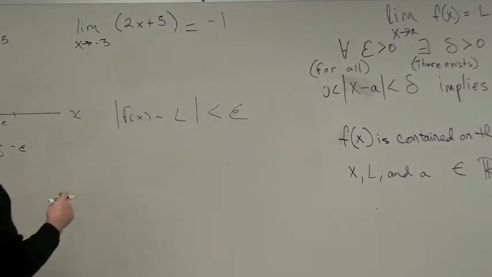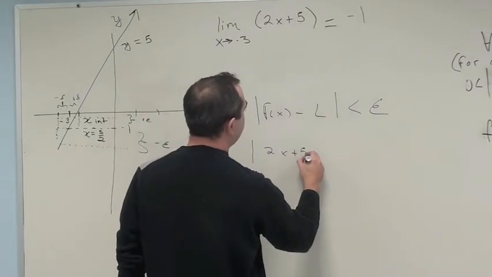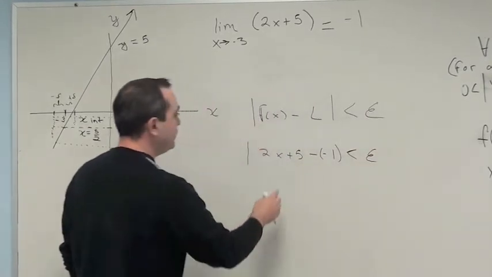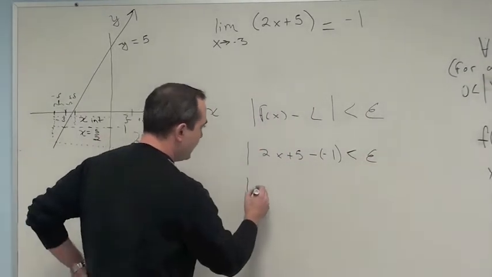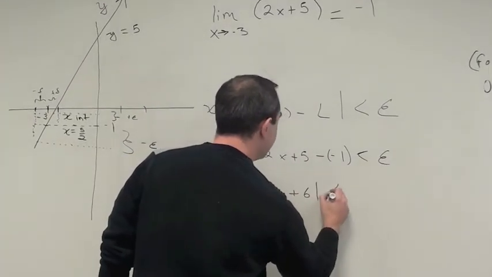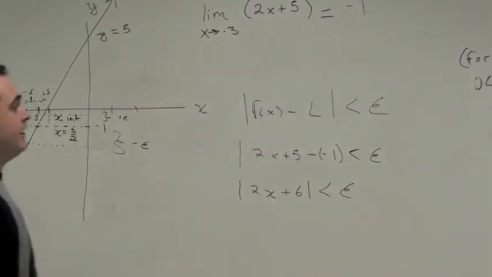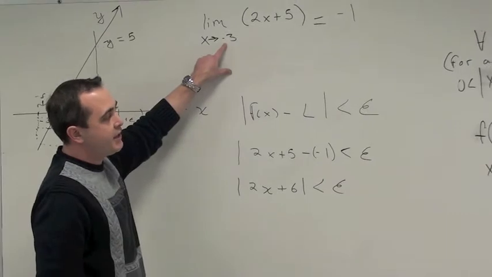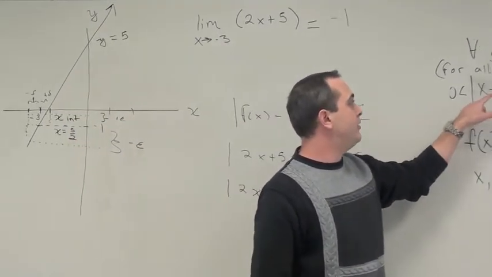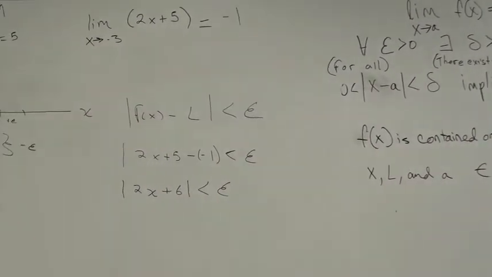So let's just at this point plug and chug. Here's our absolute value of 2x plus 5 minus our negative 1, less than our epsilon. Do a little bit of arithmetic, and what we get is the absolute value of 2x plus 6, and this is less than epsilon. Now, the number that we're approaching, a, is negative 3, so what we're trying to do is manipulate this so that we get an x plus 3, considering it's negative 3 that we're moving towards.